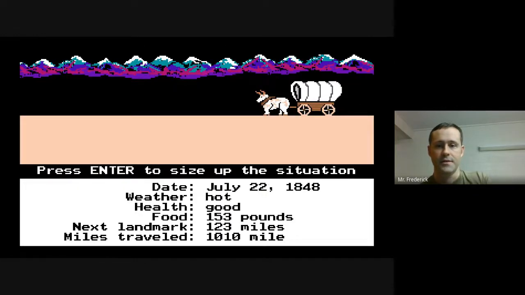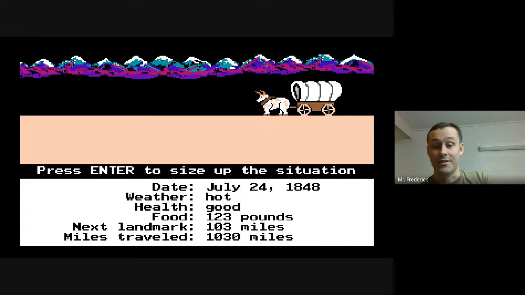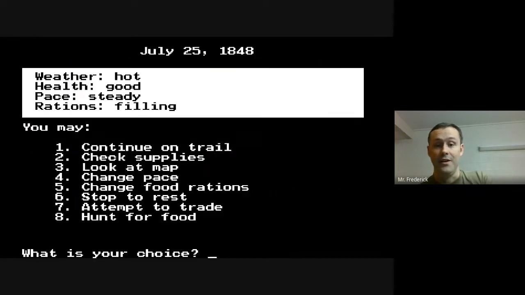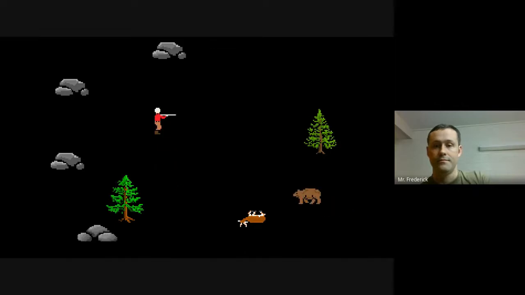I'm probably going to hunt again when I get, okay, inadequate grass. My ox are going to start to get sick. I need to go hunting again. And this is going to happen a lot until I get a chance to potentially buy some more food. I've let my food supply get a little too low. Stop.